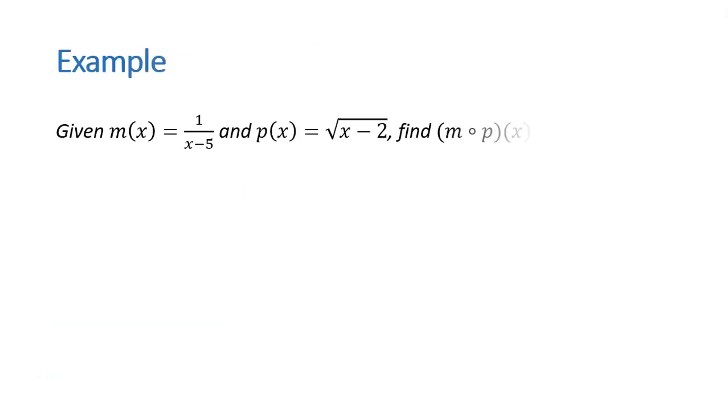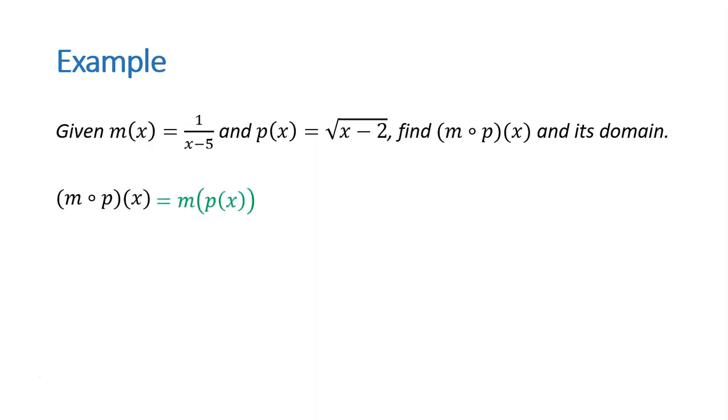So let's try one final composition. So now we have a rational function and a radical function. If you can wrap your mind around this one, then you're solid. You've got it all. So we want to do specifically m composed p of x. So in that order, m composed p. So m of p of x, that's how we translate this.